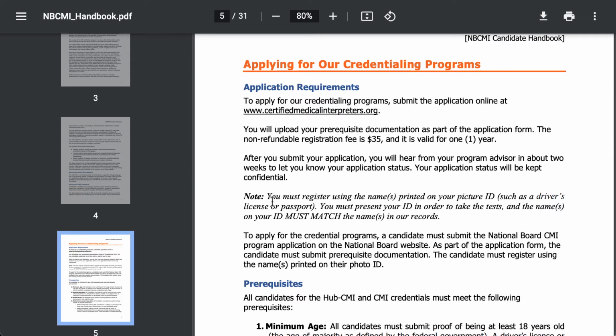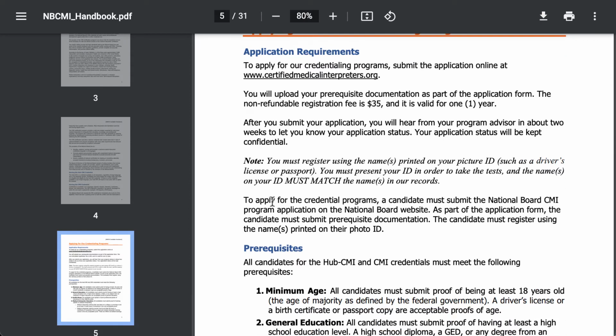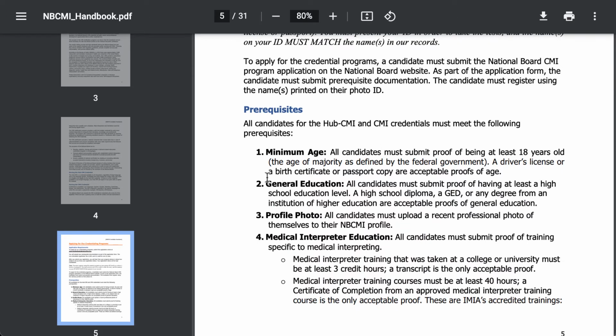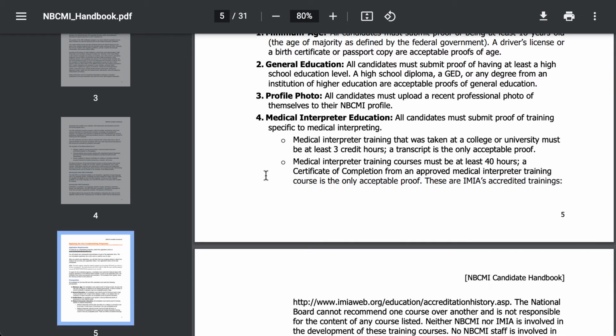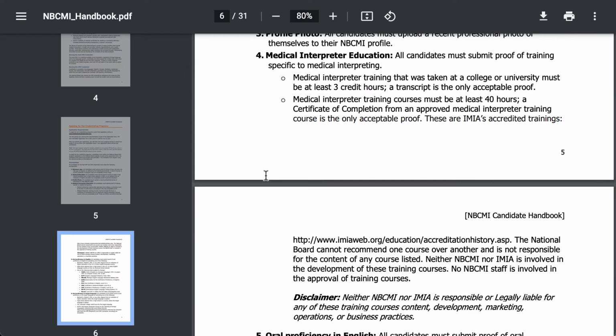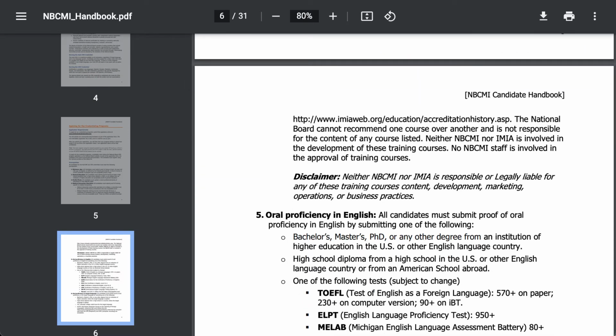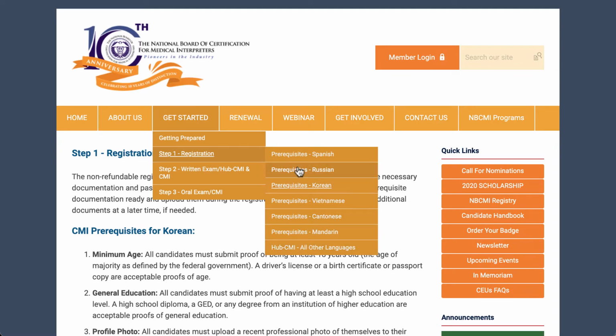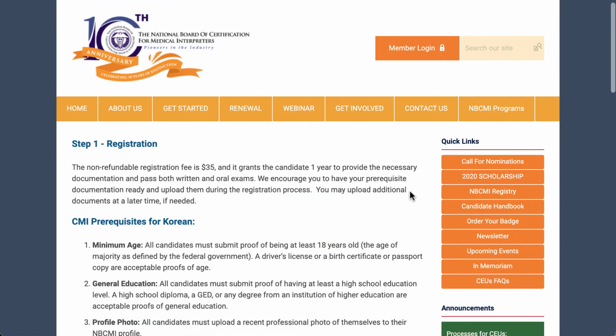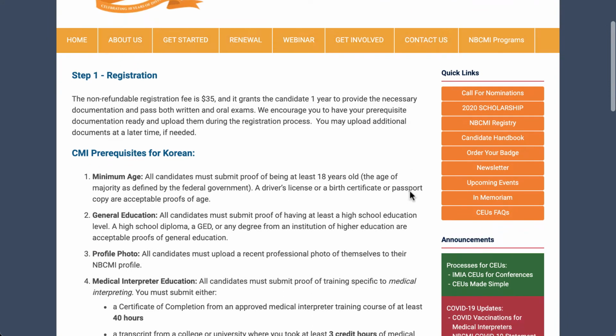The stuff that I'm going to talk about, registration, is mostly there, but I'm just going to talk about a thing or two that was new for me and that I had to learn during the process. It is good to start here, step 1, registration. Because I speak Korean, I'm going to go into prerequisites Korean. But if you speak any of these other 6 languages, just click on those and it will be very similar. So let's talk about the registration process.